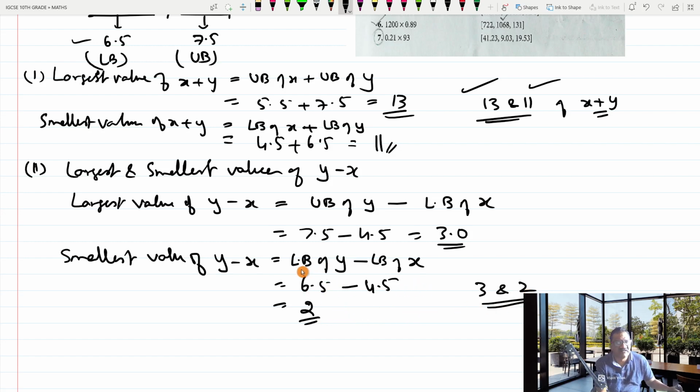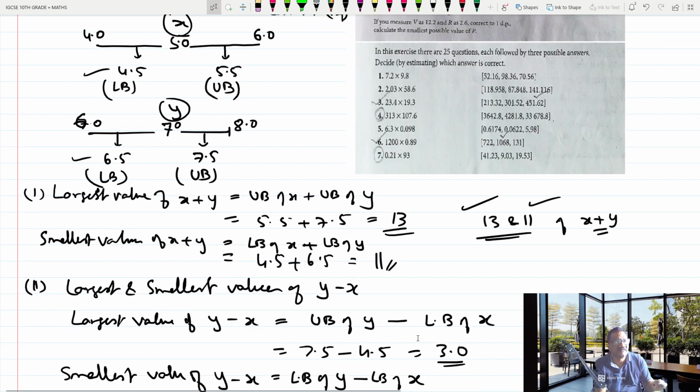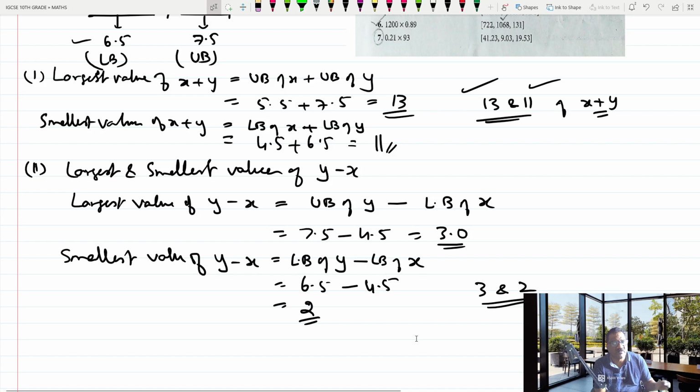Let me check. The lower bound of y is how much? It is 6.5, right? And for x, no, this you will have to take the upper bound. You want the smallest value of y minus x. So here you will have to take the upper bound.